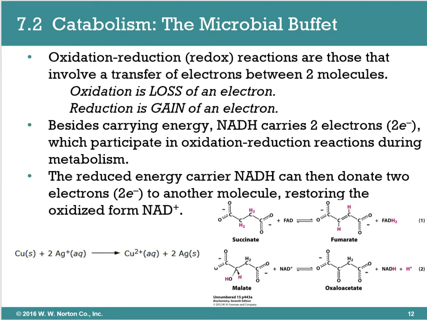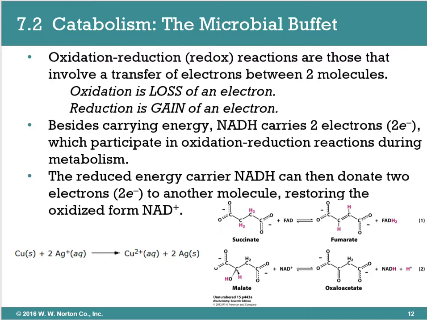Whenever we are doing catabolism, this is what is called a redox reaction, or an oxidation-reduction reaction. These reactions specifically involve the transfer of electrons between different molecules. So definitely remember something called OIL RIG: oxidation is loss of electrons, meaning they are getting rid of them, whereas reduction is gain of electrons, so they are gaining an electron to their molecule.